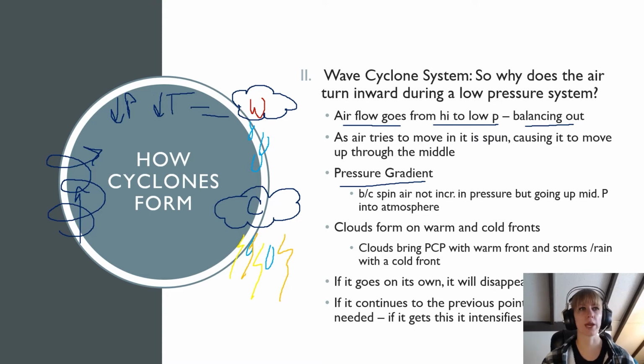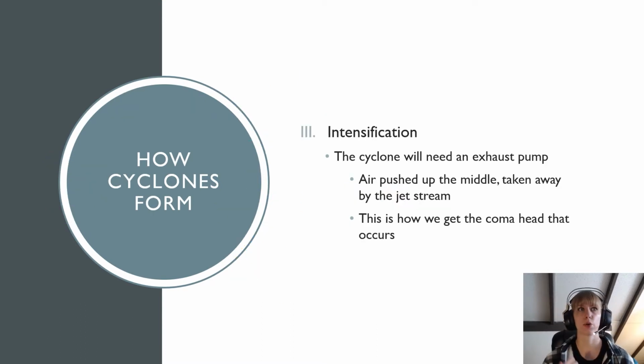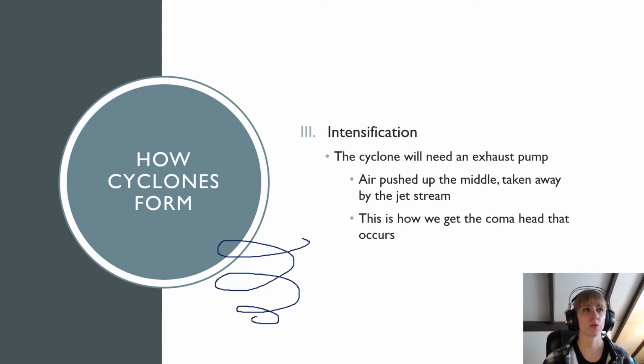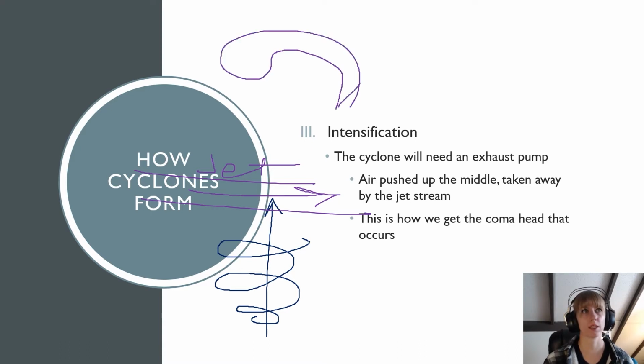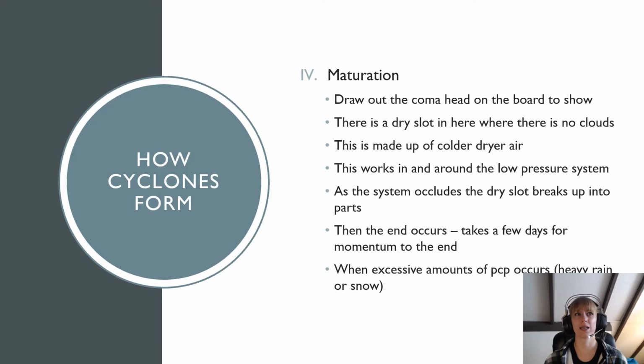So at this point, it can either intensify and mature, or it could just die out. If it does start to intensify, the cyclone will need an exhaust pump. Remember we have this air moving up and out. If we have the exhaust pipe working, which is our jet stream, it will take that away and move it off. This is how we get what we know as the comma head, which is this shape in the storm. As the comma head is drawn out, there is a dry slot in here where there are no clouds.